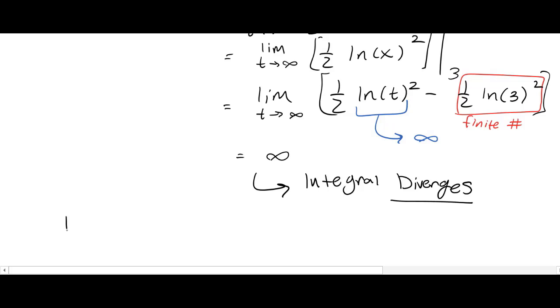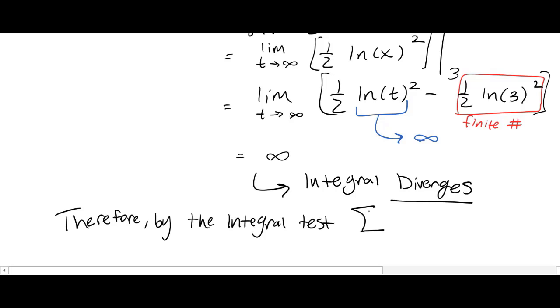Therefore, by the integral test, the series starting at n equals 3 to infinity of natural log of n over n also diverges.